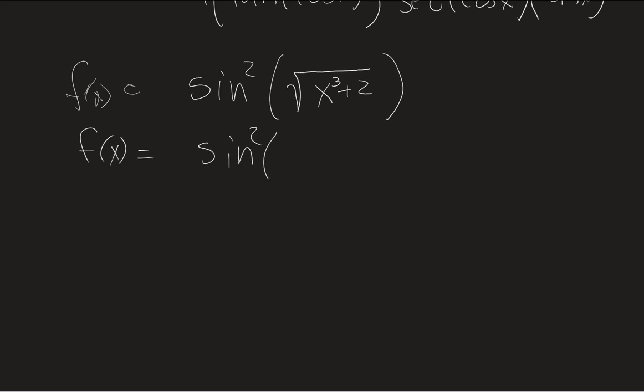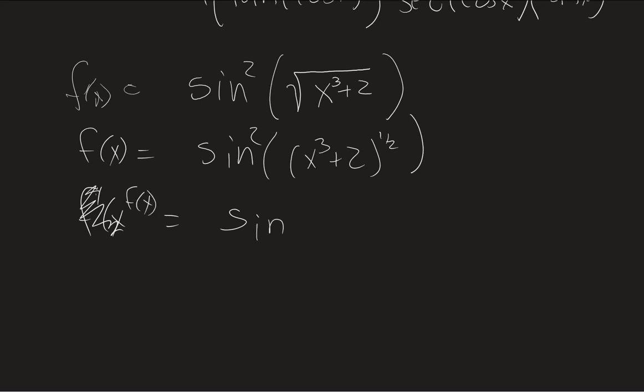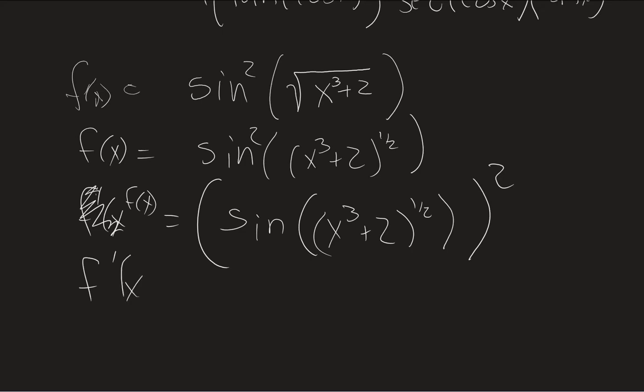Okay, now remember that squared is an outside function. So f prime of x, well, let's not do that yet. Let's just rewrite it first. This is still f of x. It's a sine of x to the third plus 2 to the 1/2, but that's all squared. So now the outside function is squared, so it's 2 sine x cubed plus 2 to the 1/2.